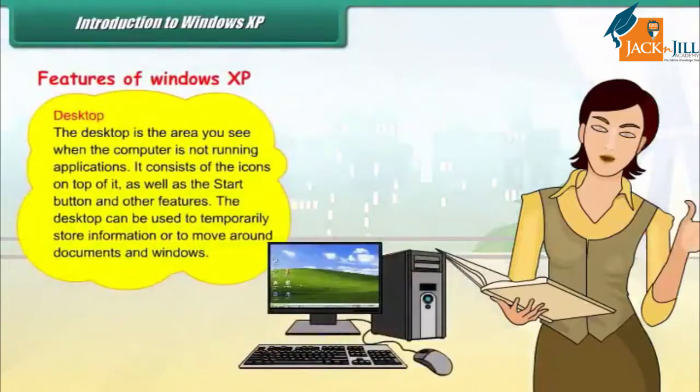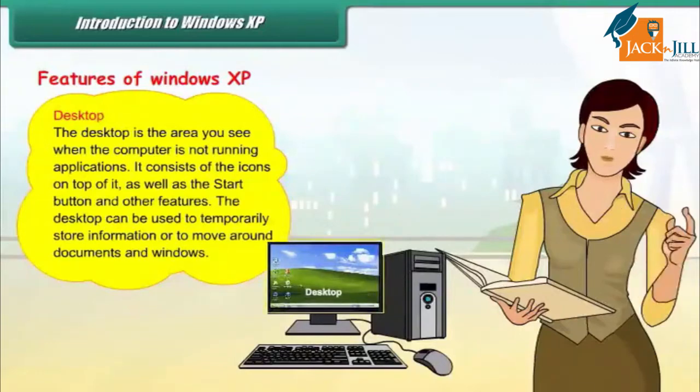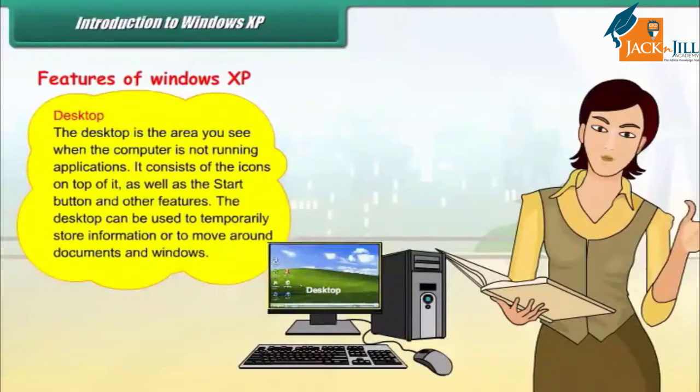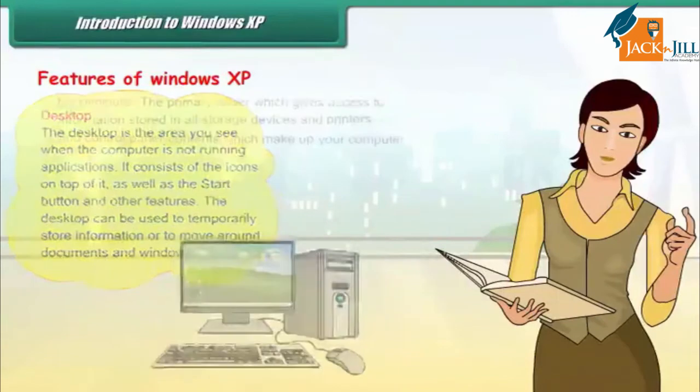Features of Windows XP. Desktop. The desktop is the area you see when the computer is not running applications. It consists of the icons on top of it, as well as the Start button and other features. The desktop can be used to temporarily store information or to move around documents and windows.